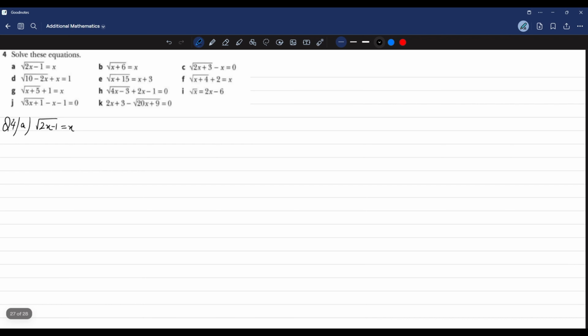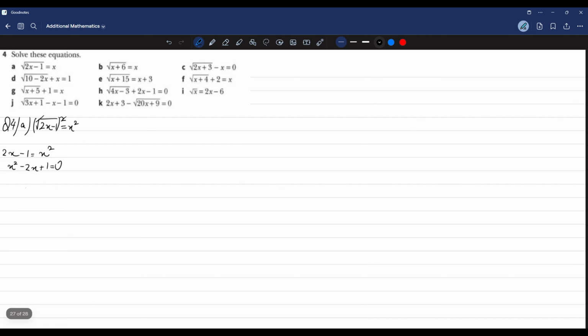Now, going on to the solving part, again, we square on both sides. So we get 2x minus 1 is equal to x squared. As you can see, we have got a bit hard in the difficulty level, because we have got into the quadratic equation part. x squared minus 2x plus 1 is equal to 0. I've just rearranged the equation, and then we're going to take out the factors.